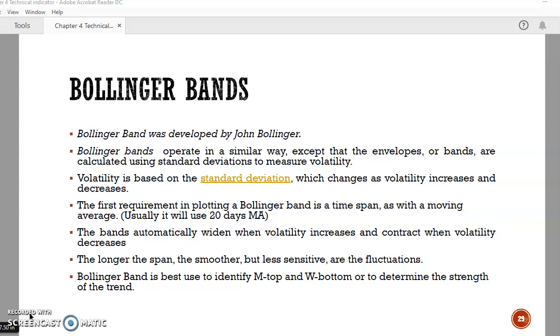Okay, what makes the difference between Bollinger Band and envelope is in terms of their calculation or their formula. Volatility is based on the standard deviation, which changes as volatility increases and decreases. So in Bollinger Band, the band is identified by calculating a standard deviation based on the simple moving average.